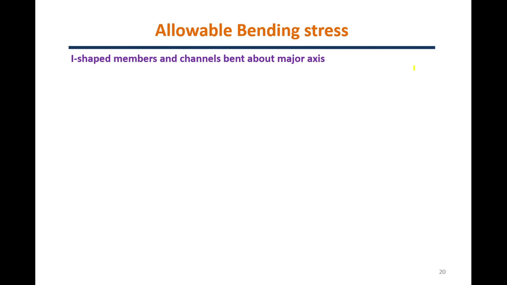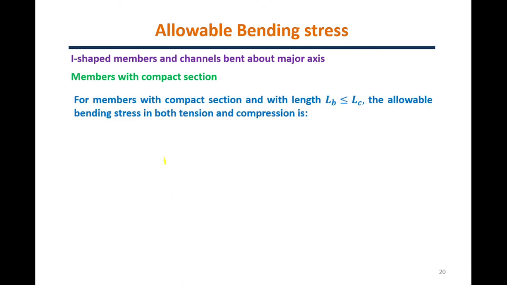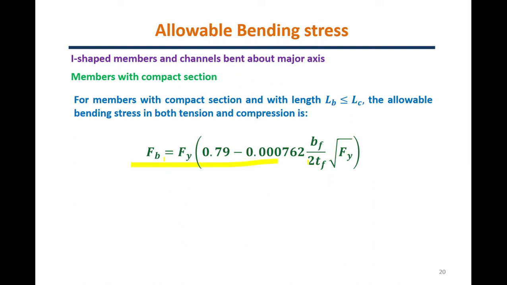For I-shaped members and channels bent about the major axis, we have members with compact section. For members with compact section and with length Lb less than or equal to Lc, the allowable bending stress in both tension and compression is Fb equal to Fy multiplied by the quantity 0.75 minus 0.000762 multiplied by bf over 2tf times square root of Fy. So this is what we will use.